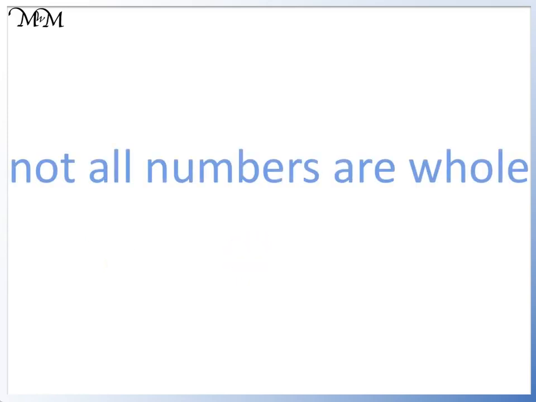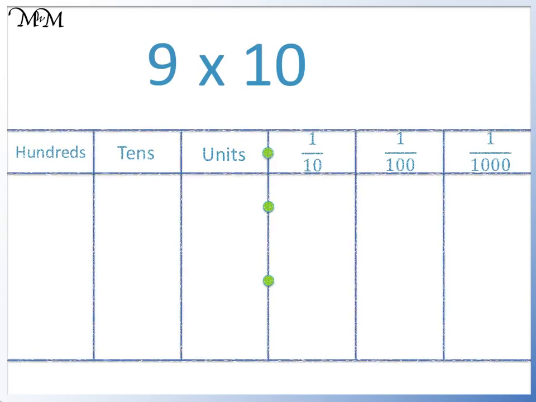So to know what to do with numbers that aren't integers, we need to understand what's actually happening when we add a zero. We'll use the example 9 times 10. To see what's happening, we can write 9 on a place value grid.